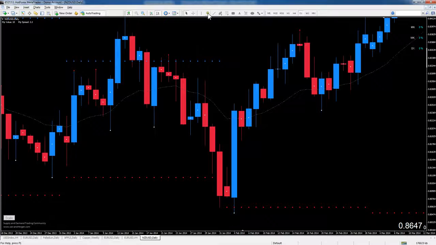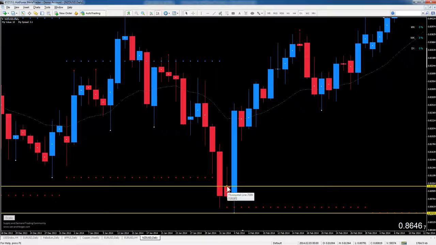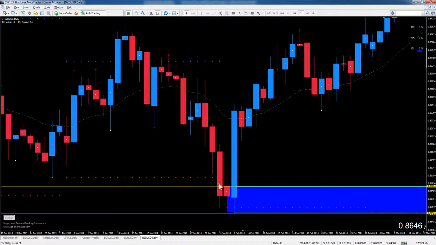Once we do that, the lowest low will be the distal line, and then the proximal line will be the open or the close of the basing candle. So the level would end up being something like this. This is a bullish engulfing pattern. Okay, this is it.